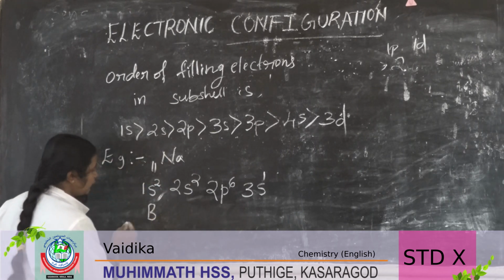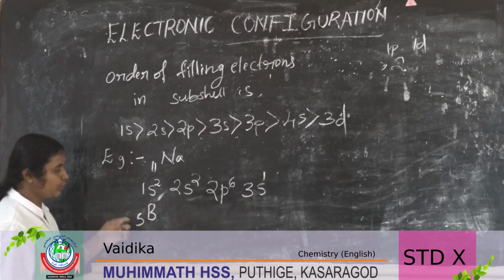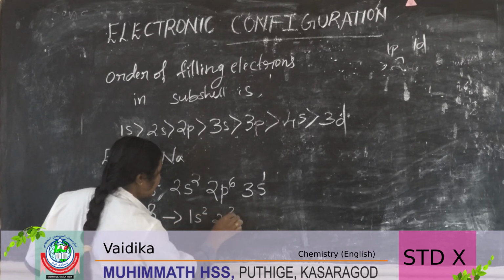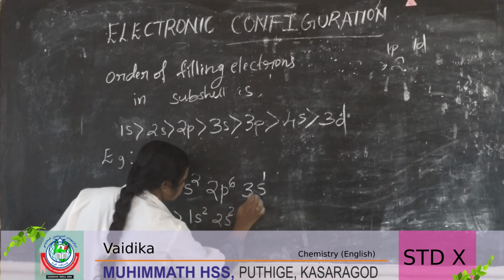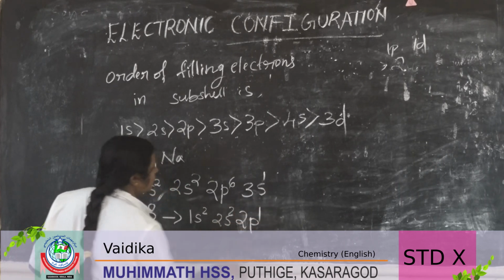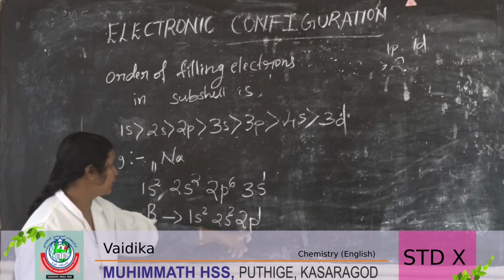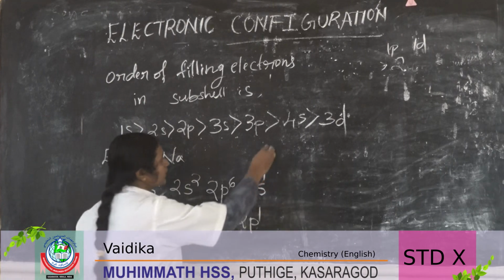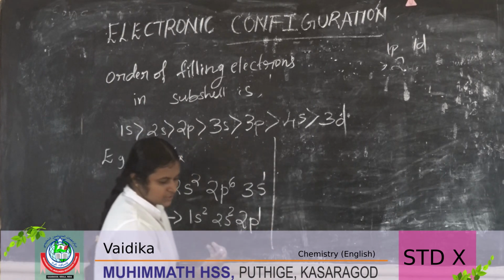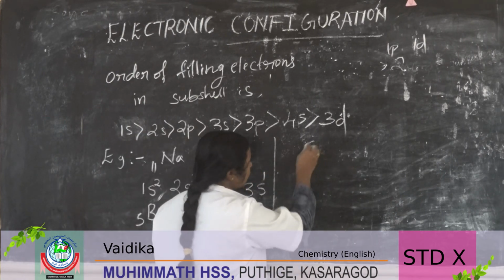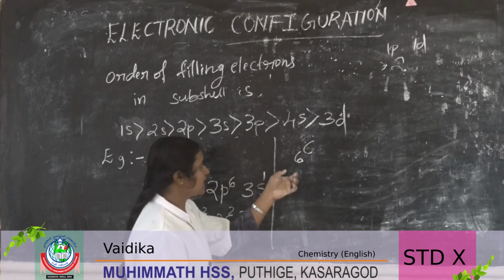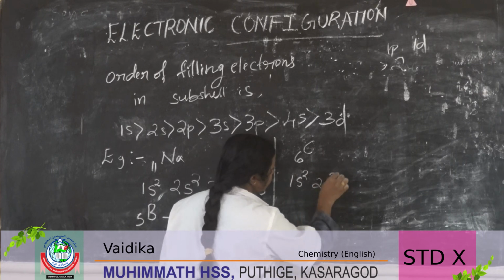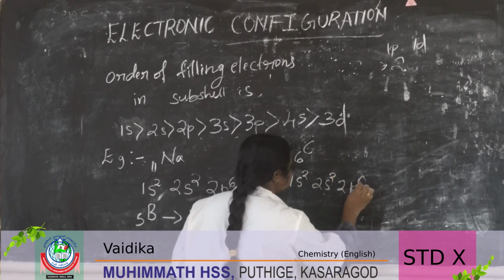So let us write for boron. That is Z equal to 5. It will be 1s2, 2s2, 2p1. This is the electronic configuration of boron. So let us write for carbon. The atomic number is 6, or Z equal to 6. It can be written as 1s2, 2s2, 2p2.